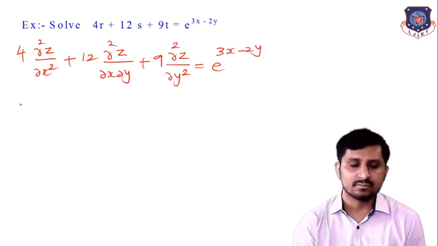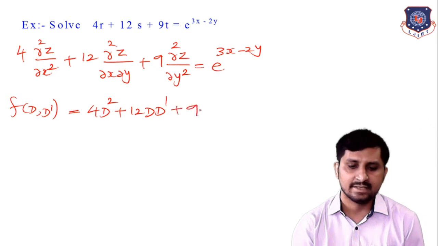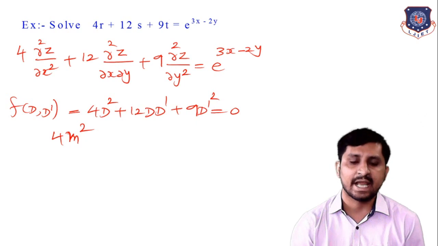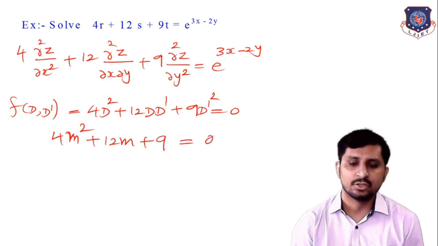Now f of d, d dash is equal to 4d square plus 12 d into d dash plus 9 d dash square, that is equal to 0. When we convert this equation in m form, 4m square plus 12m plus 9 is equal to 0, where m is equal to d by d dash. Don't forget, m is nothing but d by d dash.